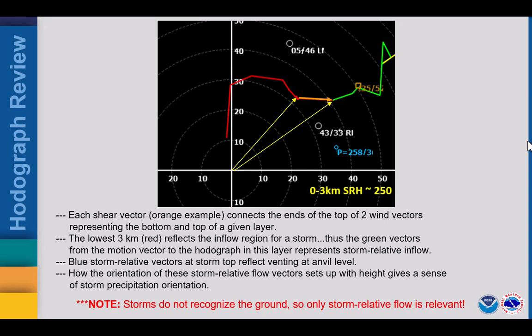The lowest 3 kilometers, the inflow layer, if you will, is shown in red. And so given the storm motion vector to the right moving storm, the green arrows represent storm relative flow within the inflow layer, or storm relative inflow. Whereas the blue arrows represent storm relative flow further aloft. How is it going to distribute precipitation further aloft relative to the updraft core?